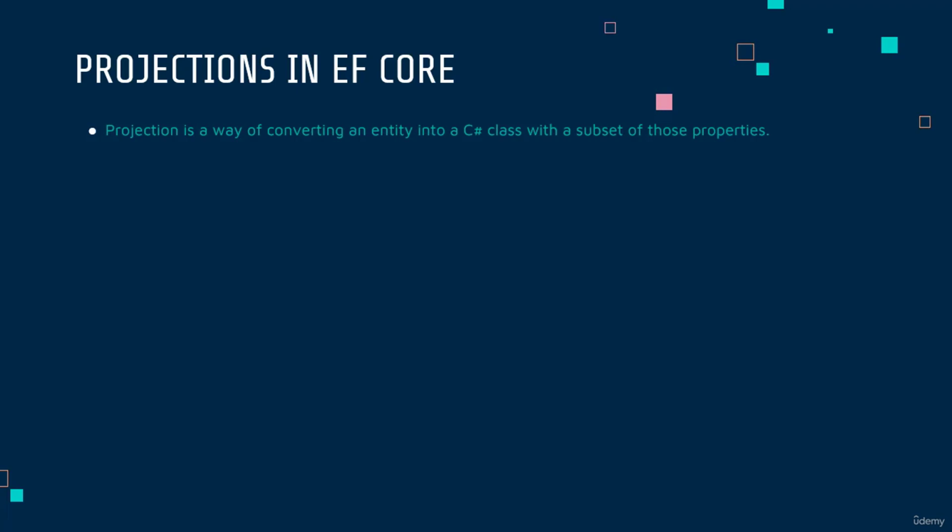Projection is a way of translating a full entity into a C# class with a subset of those properties. It is used to create a query that will select from a complete entity, like all the properties in your model, but the result that it will return will be of a different type, and it typically has fewer properties. Now projection query improves the efficiency of your application because you select only fields that are needed and not all the properties. We will be using the Select LINQ statement for projection.